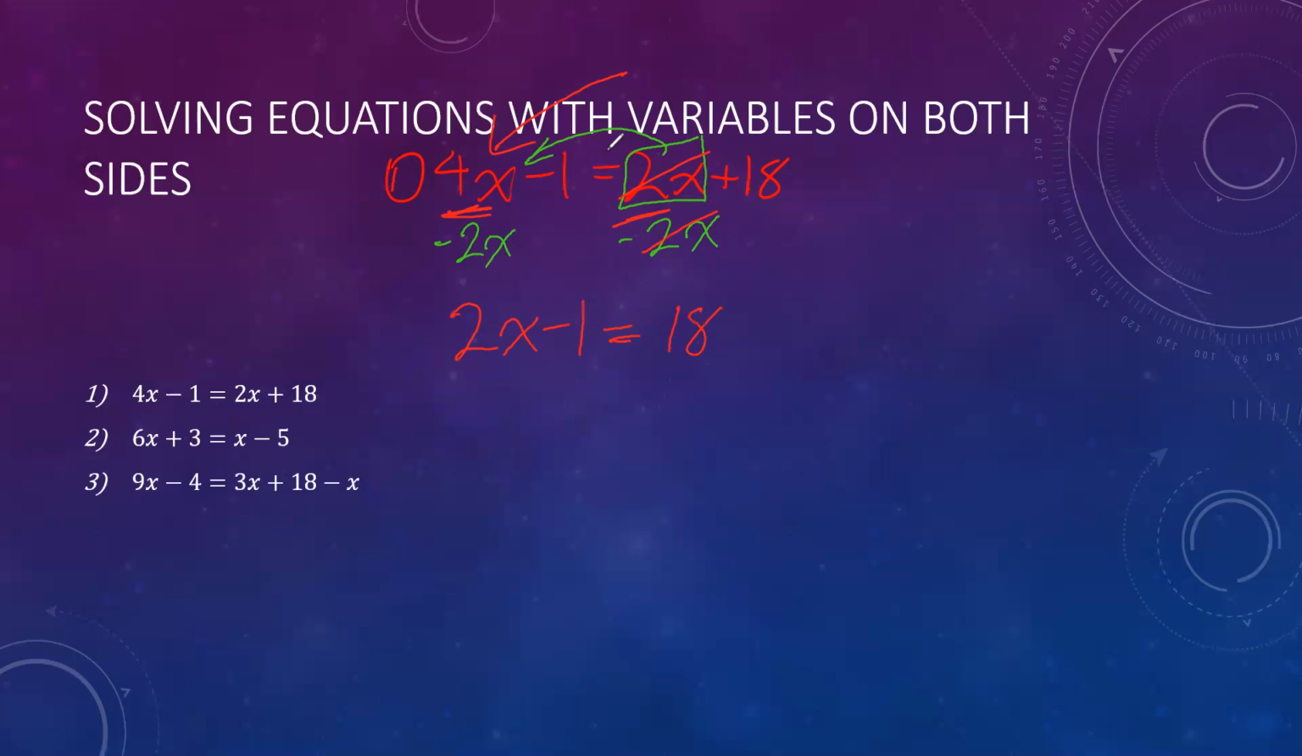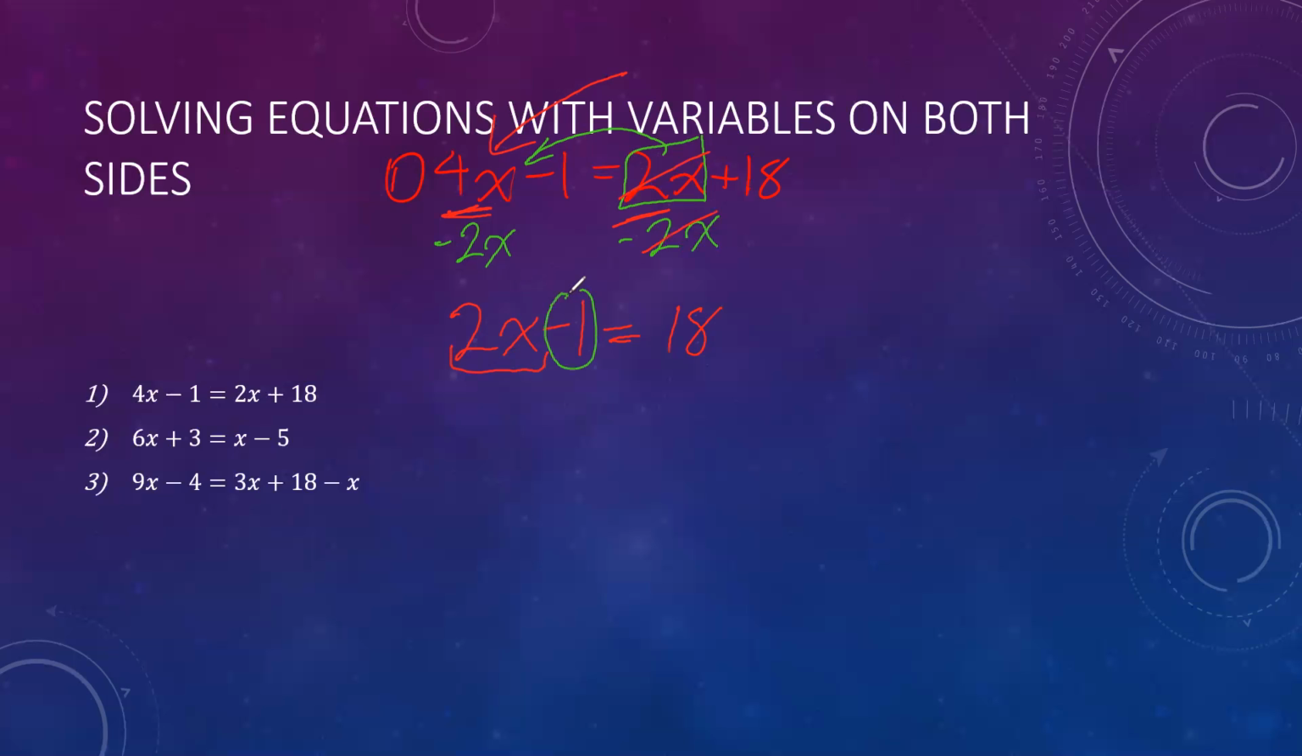So what's my next step here? Well, my next step is to think to myself, well, this is just like the other question that we did before. Now that we have all the x's on one side, this is a little bit easier. All the x's are all together, but the odd one out, the odd man out in this case is the negative 1.